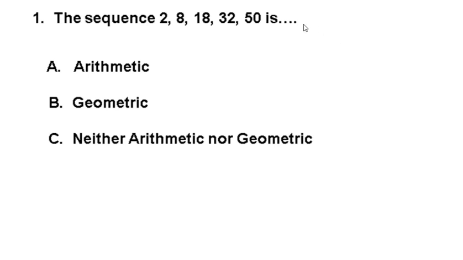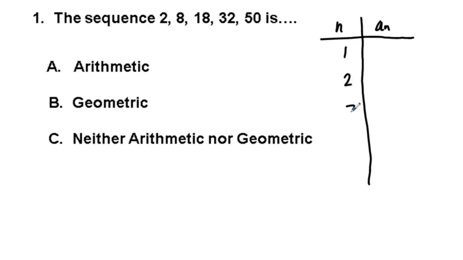So for this, I'm going to write these out vertically. And so here it is. Make a little table. So we're going to have n, a sub n. So 1, 2, 3, 4, 5. And the values of these terms are 2, 8, 18, 32, and 50.